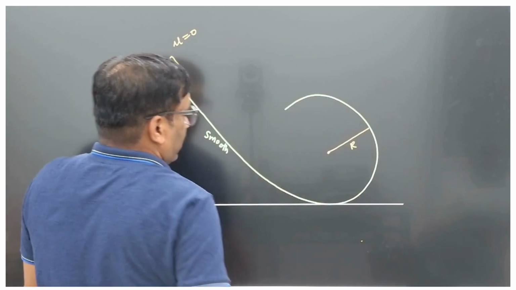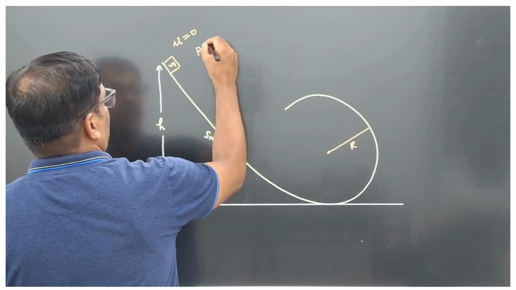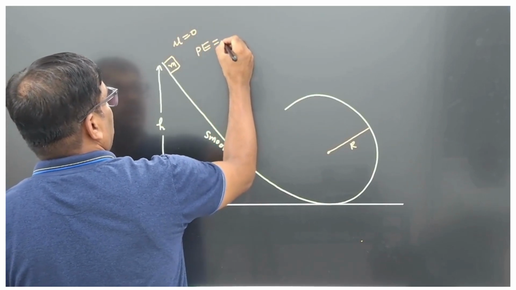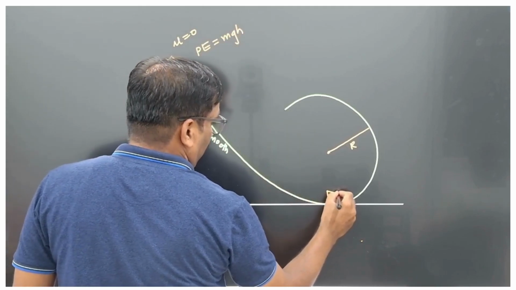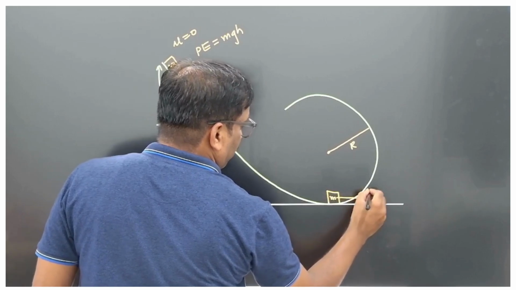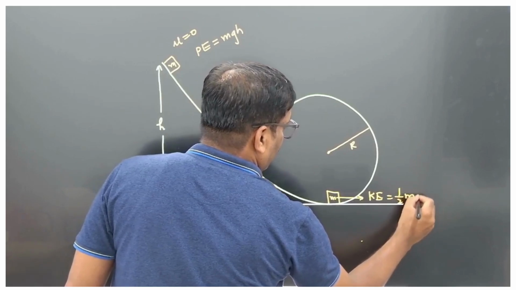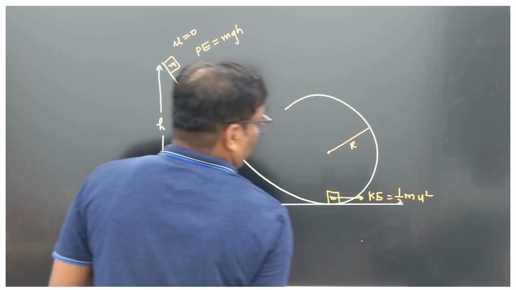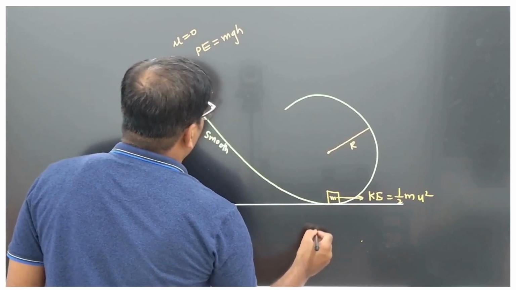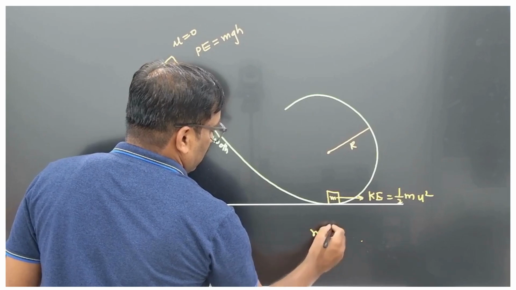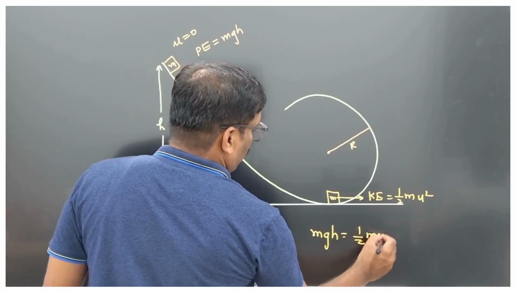Height and this radius. You know it has total potential energy, right? Released means no kinetic energy. Potential energy is mgh. When it comes here, it will have only kinetic energy. The formula for kinetic energy is half m u square. So this should be equal to that. Now potential energy mgh is equal to half m u square.